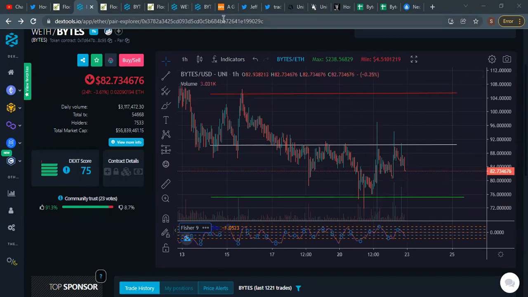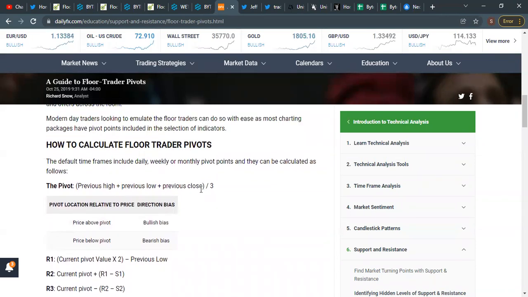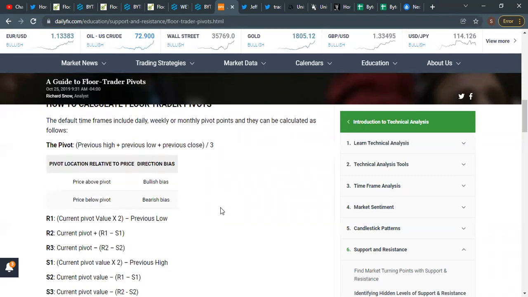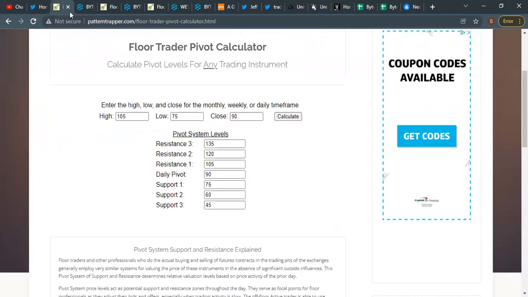So first, I want to explain to you what floor trader pivots are. It's just a simple mathematical equation. To find the pivot, you take the previous high, the previous low, and the previous close, and you divide that by 3. You also get the supports and resistances using these calculations. The easiest way to do it is to tap it into this app here. You can put in those numbers, and it calculates it for you.